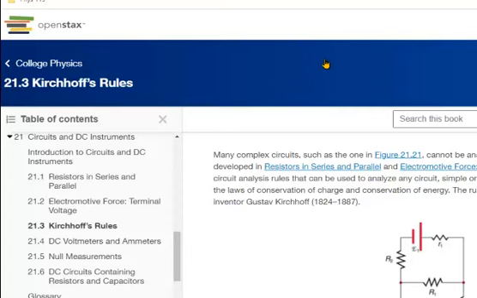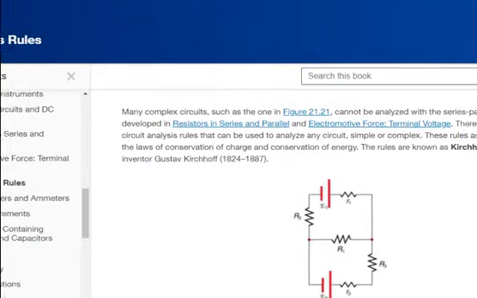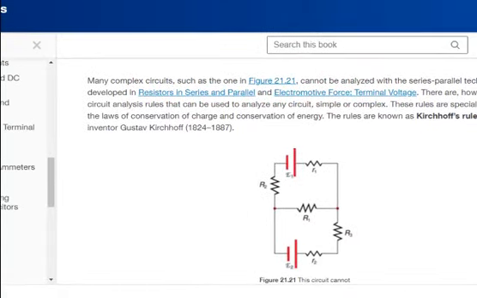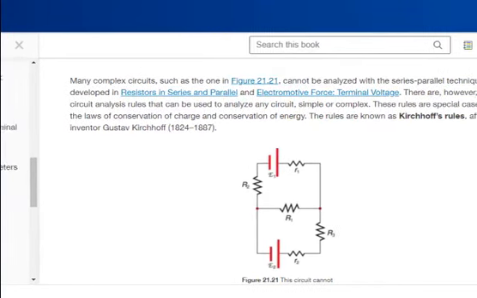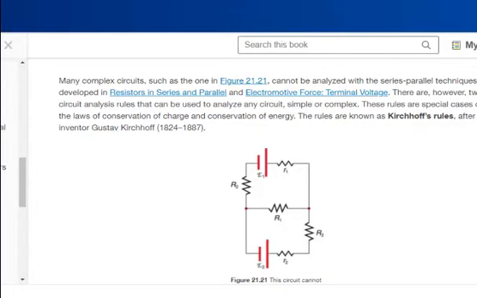All right, so this is about Kirchhoff's rules. You can see we're opening the OpenStax textbook in that section in the chapter. I'll put this further into the middle here. Let's see, I'll try to get this a little bit over here. There we go.